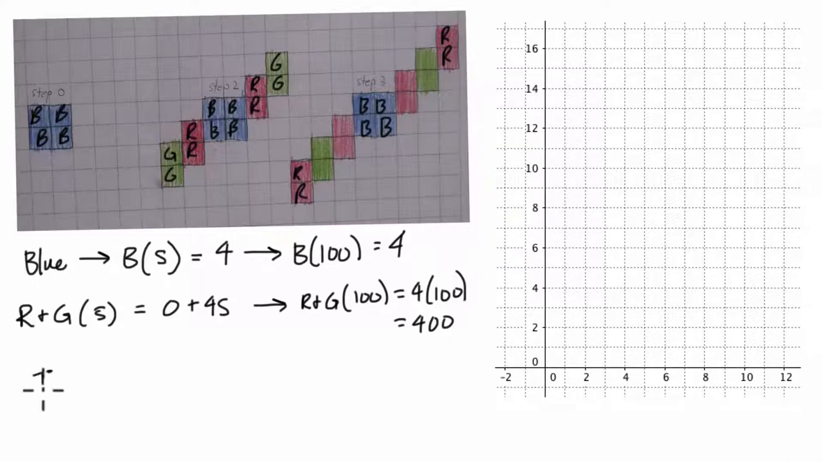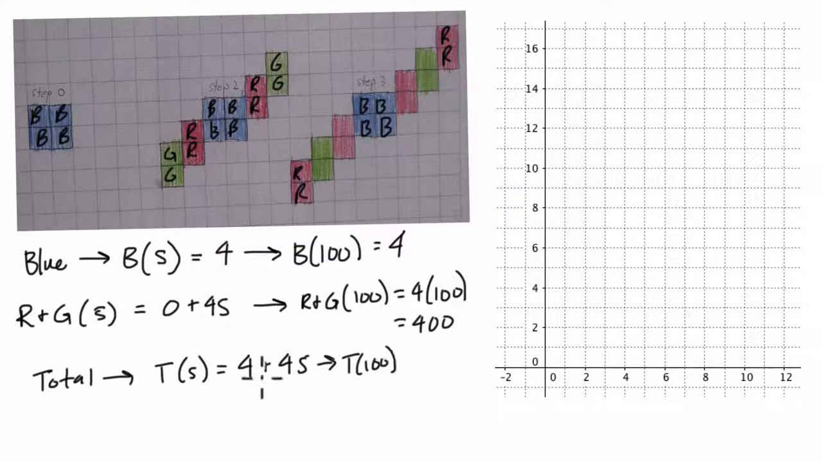In total, how many total pixels would there be? Well, the total pixels, that's going to be, say, T as a function of step number. We start off with the 4 blue, and we add these two together, because there's only blue and red and green, and there's really nothing else. So it's 4 plus 4S, right? That means we start off with those 4 blue pixels, and then we add 4 red or green with each step. So if I say, okay, well, how many would there be at step 100? Well, T of 100 would simply equal 4 plus 4 times 100, or 4 plus 400, which is 404.